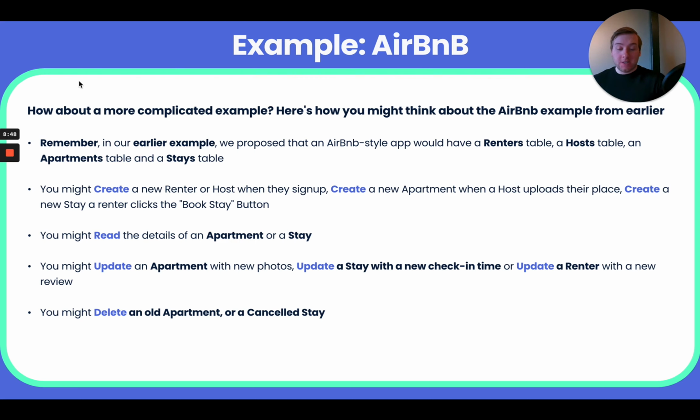So let's look at create. First of all, we might create a new renter or a new host. We might create a new apartment when the host has updated it. We might create a new stay the minute that a renter or a visitor hits that book stay button. Now you might also read the details of an apartment or stay. Let's say I've got a screen and I want to show the apartment photos, the name of it, the address. Well, I'm going to have to read those details from my database.